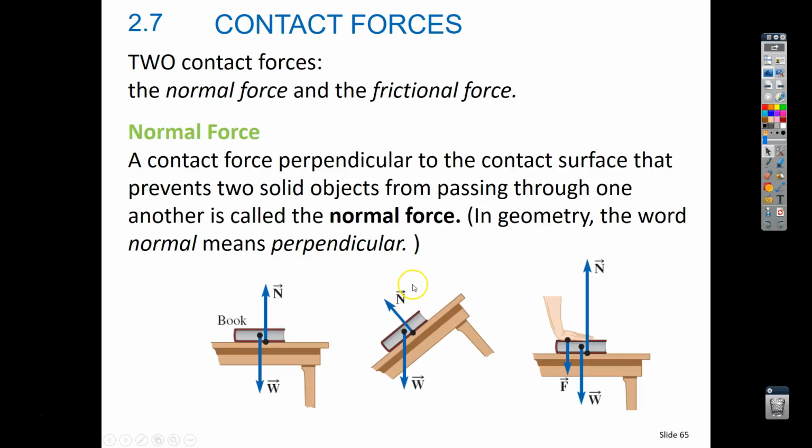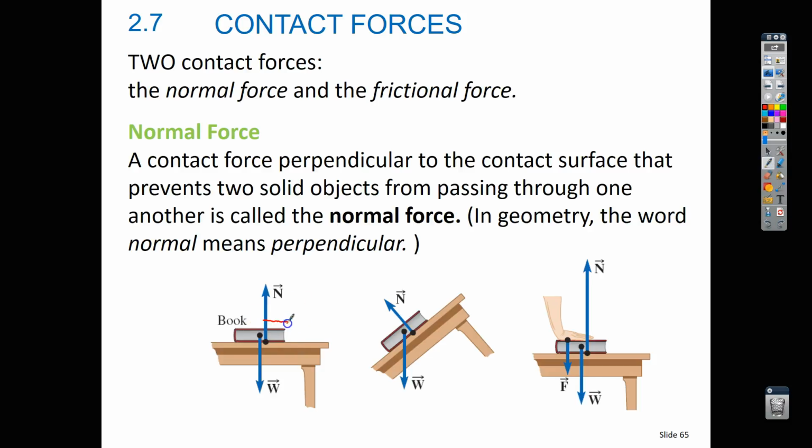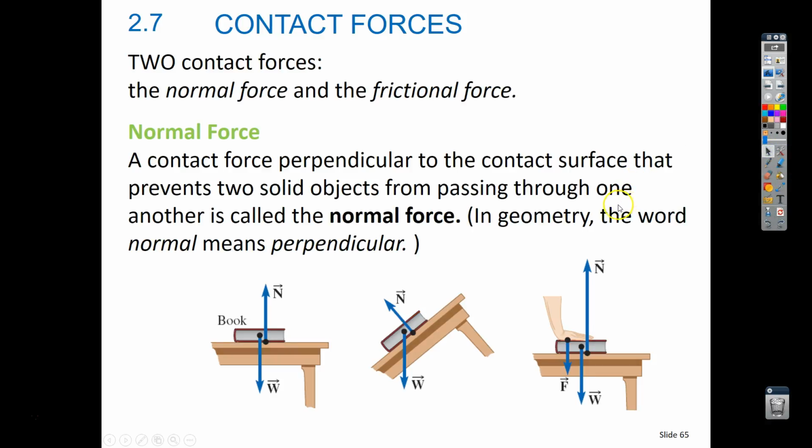There are a couple of different types of forces that we deal with in this chapter that are contact forces. One is called the normal force. The normal force basically means that you have a force coming from a surface, and it's always perpendicular to that surface. So you'll notice that whether it's at an angle or whether it's flat, it's always perpendicular to the surface, and our 90-degree angle goes with that surface itself. There's the 90-degree angle there, there's the 90-degree angle there, and then here's the other 90-degree angle. In geometry, the word normal just means perpendicular, and that's where the name comes from.